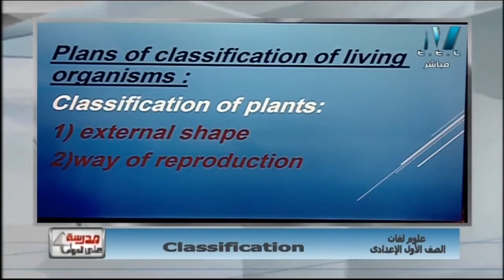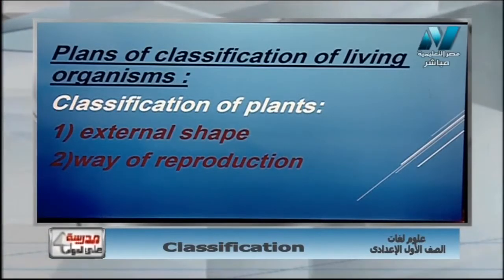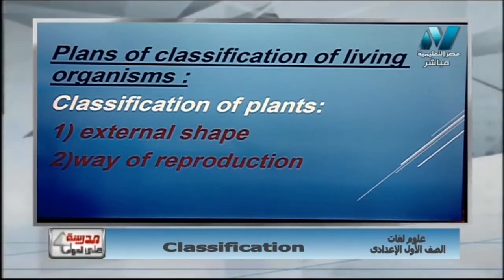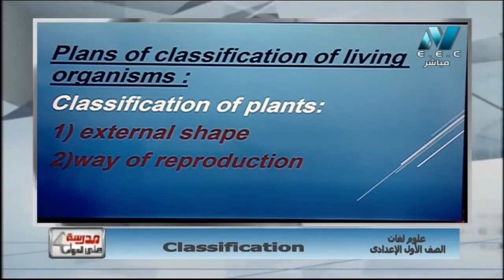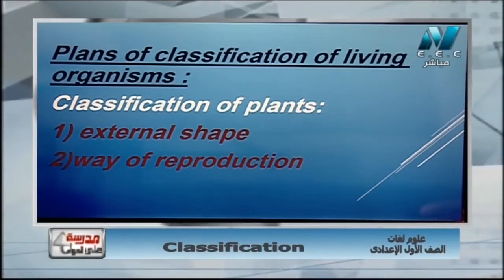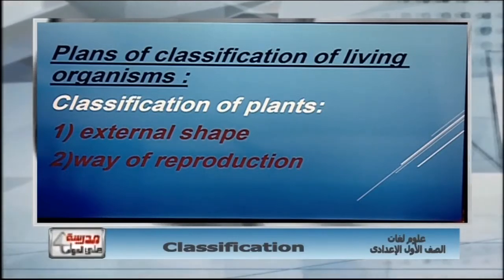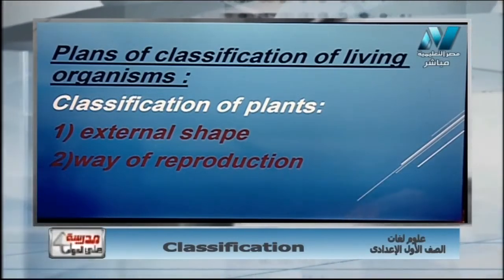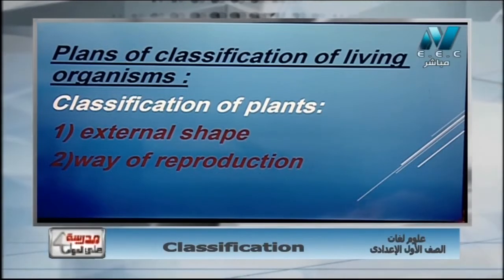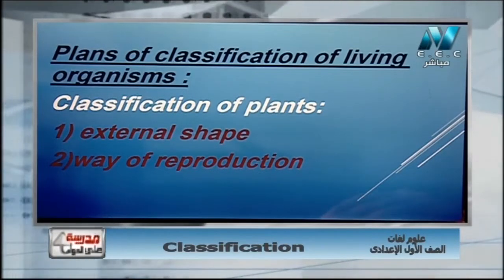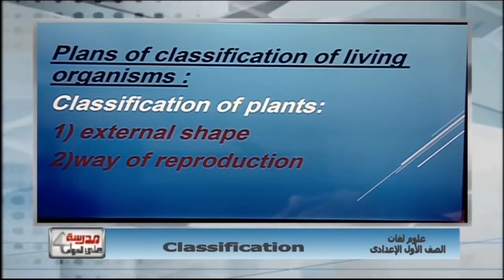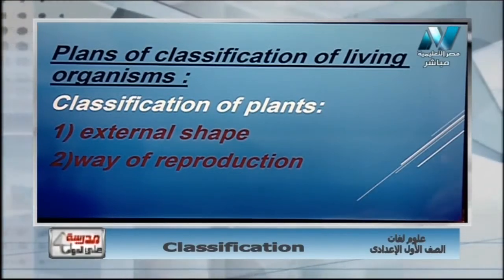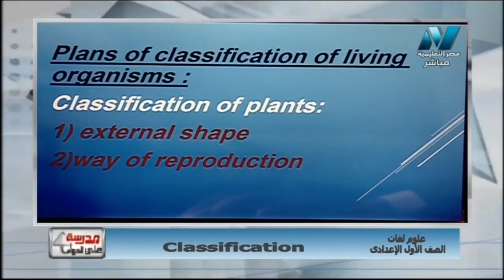Plans of classification of living organisms. What are our plans to classify these living organisms? We can classify them according to what? Number one, we can classify plants. Plants can be classified according to external shape and way of reproduction. Reproduction means to get new individuals, to get new birth.